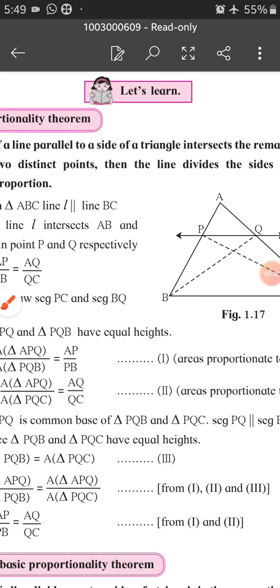We'll consider this as equation number 3. So if you observe equations 1, 2 and 3, you will find that both the ratios of areas of triangles are the same. So area of triangle APQ upon area of triangle PQB equals area of triangle APQ upon area of triangle PQC, which is from reason 1 to 3. And again, if you observe equations 1 and 2, for the LHS we can put AP upon PB, and for the RHS we can put AQ upon QC. This way the theorem BPT is proved. Thank you.